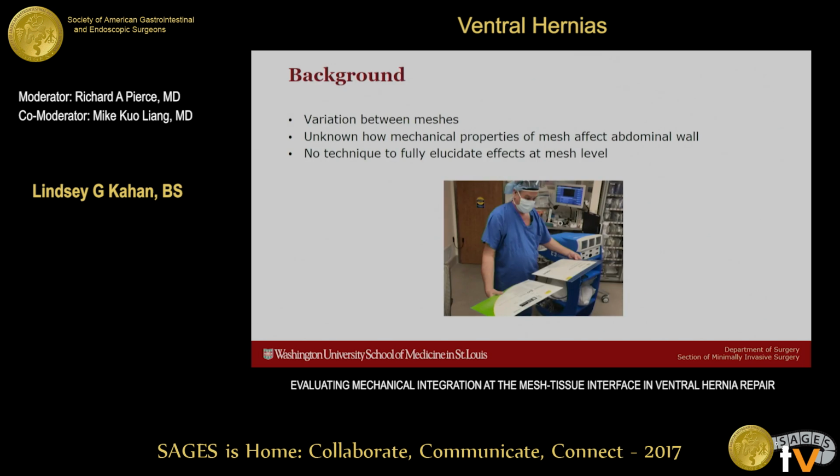So it's no surprise that there are a lot of hernia meshes, and there's a lot of variation between these meshes in terms of material, absorbable, permanent, synthetic, etc. And mechanical properties are another important one. And we really don't know how these mechanical properties affect the abdominal wall because we haven't thus far had a technique to elucidate the effects at the mesh level, at this subsurface level.